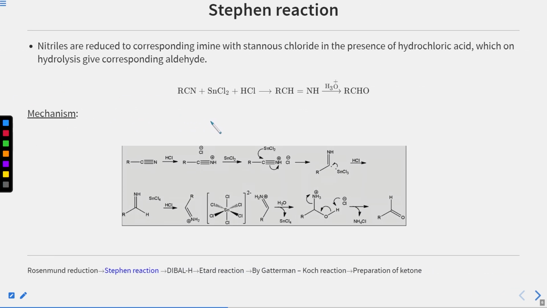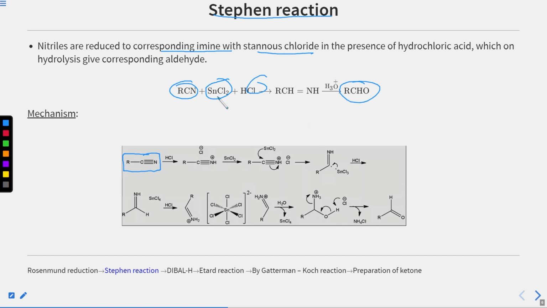Moving to today's reaction, the next reaction is the Stephen reaction. So basically what do we do? We take a nitrile. Nitriles look like this: we have R, then C triply bonded to the nitrogen. So if we treat our RCN with SnCl2 and HCl, nitriles are reduced to imine with stannous chloride. This is called stannous chloride, that is tin, in the presence of hydrochloric acid, which on hydrolysis gives our aldehyde.